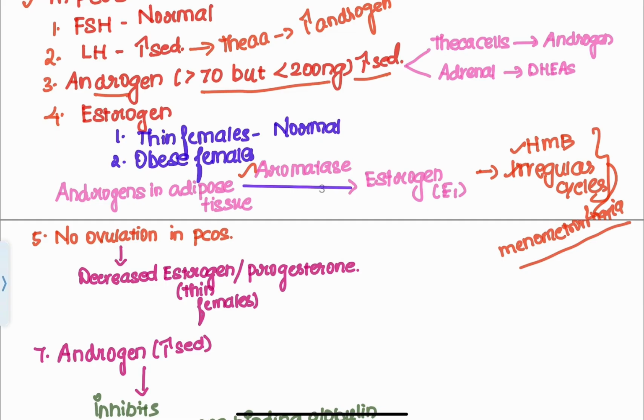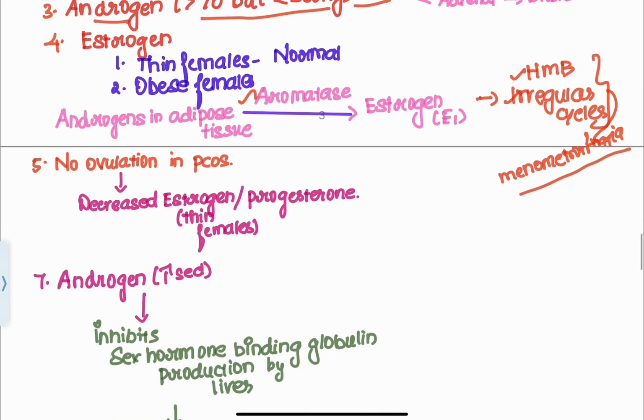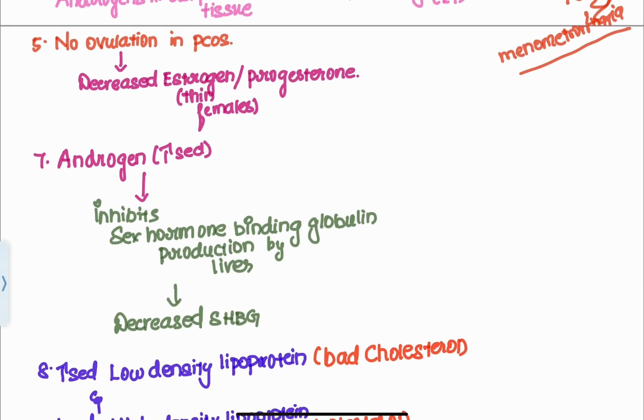Is that clear? Yes, so FSH normal, LH increased, androgen increased, estrogen in thin females it is normal, in obese females it is increased. Okay, so next point.